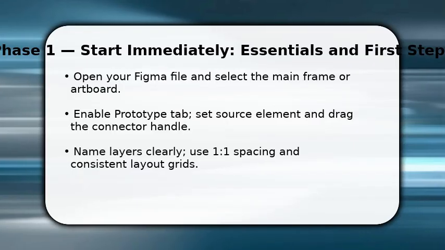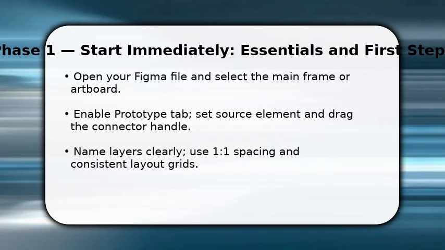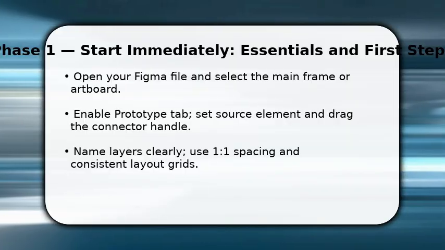You begin by opening the Figma file and choosing the frame you want a link from. This gives you a clear starting point. Once selected, switch to the Prototype tab and drag the node handle from the element you want interactive to the target frame. That first drag creates the connection.